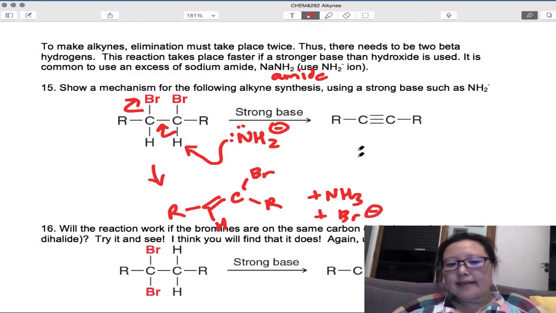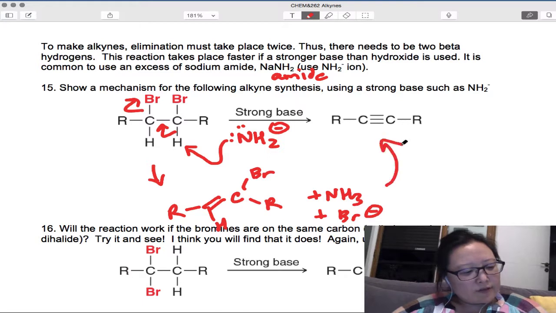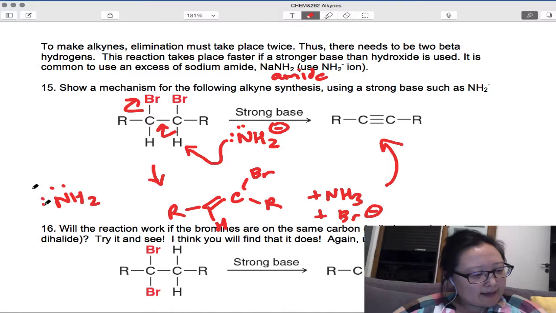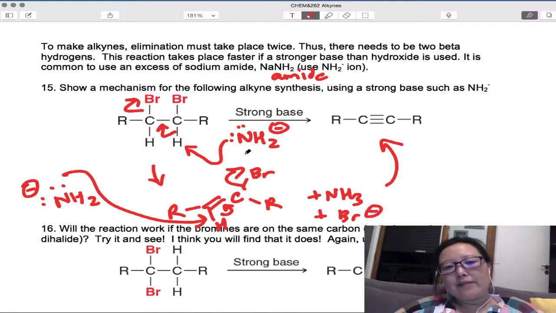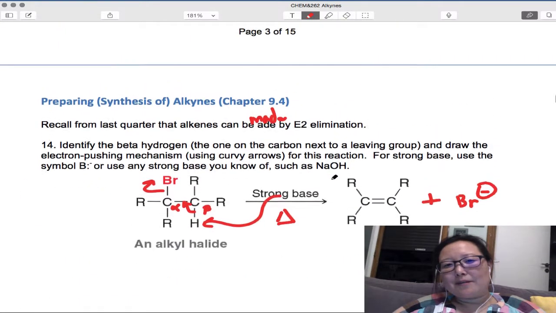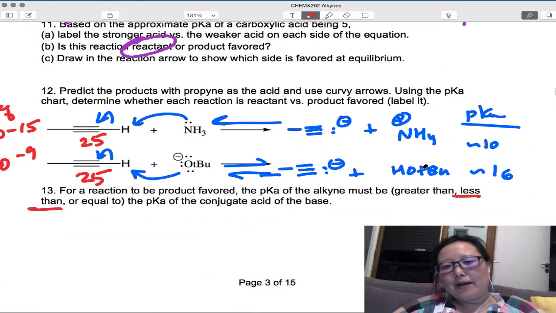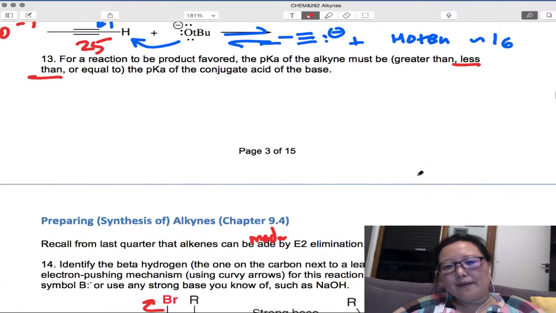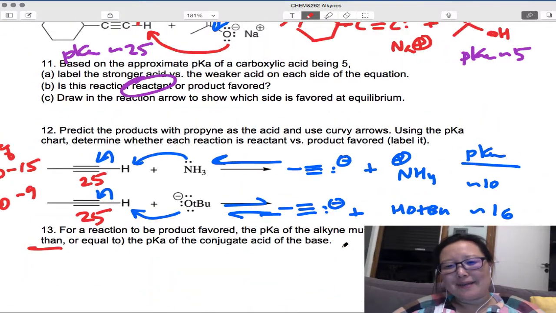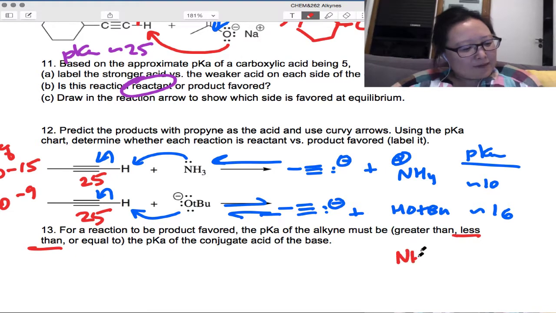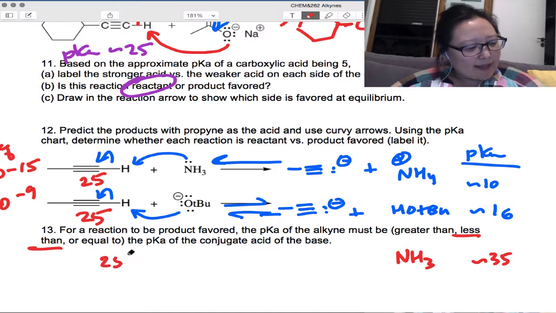So now do you see I can also keep going because I have a strong enough base, amide. I can take the amide ion and react it again, pulling this one off because I now have another beta hydrogen available. Now why am I using sodium amide? Well, think back to what we said over here. Remember, we want a really weak acid to form. What's the weak acid I'm forming? It's ammonia. Okay, so we just talked about that. Ammonia is an ideal weak acid to form because its pKa is so high, it's much higher than the alkyne.